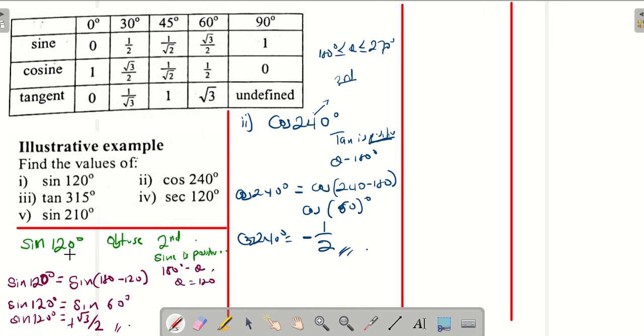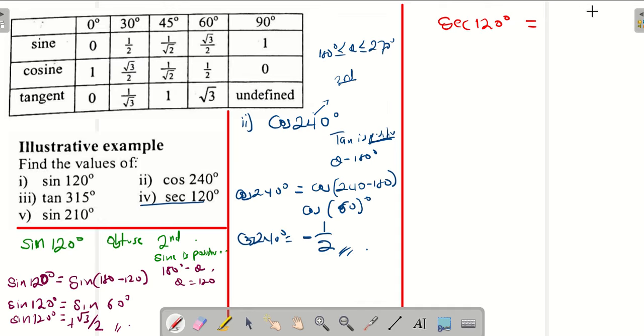Alright. Now, I want us to solve one more. I will solve part IV and we will end this section. So, let's look at sec 120 degrees. Sec is the reciprocal of cos. So sec 120 degrees is the same as 1 over cos 120 degrees.